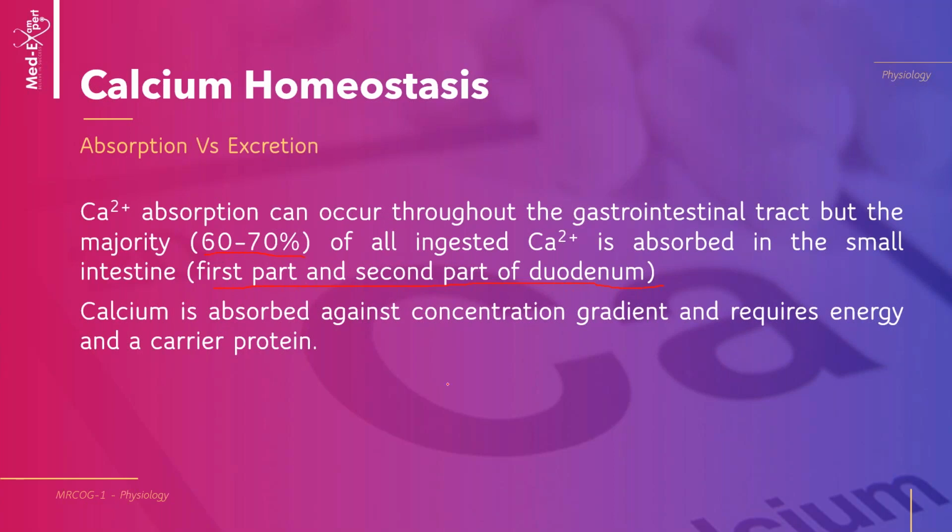And the calcium is absorbed against concentration gradient and requires energy and a carrier protein. This is very important to know that calcium is absorbed against concentration gradient, and it will require energy and a carrier protein for the process of absorption.